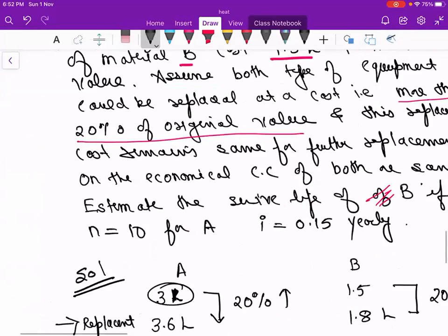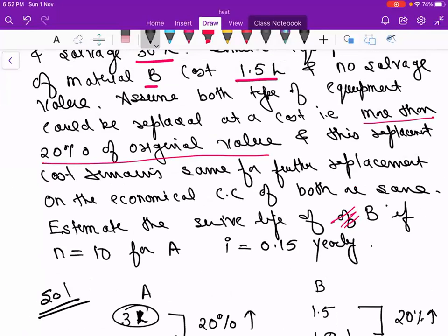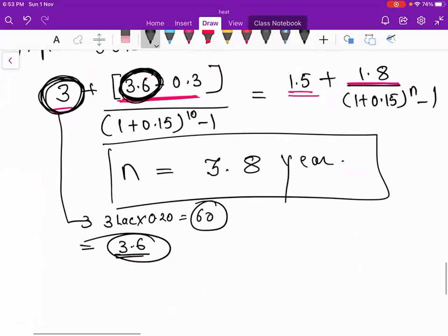See here, that is more than 20% of the original value. It means this replacement cost remains the same for further replacement. Because we have seen what this value, 3.6 minus 0.3, is: the infinite replacement cost. In the yesterday lecture we have seen, for further replacement the cost of the equipment will always be 3.6.